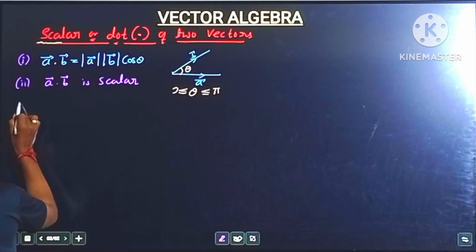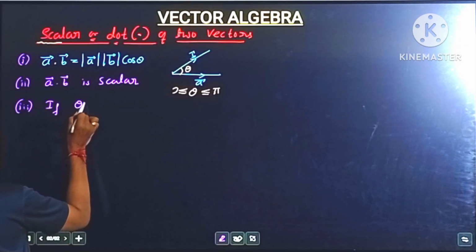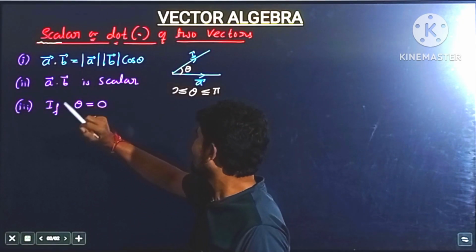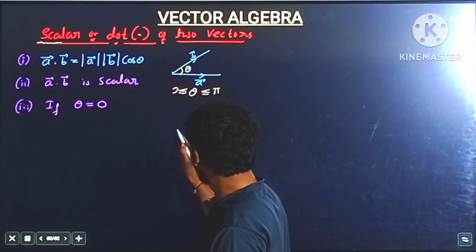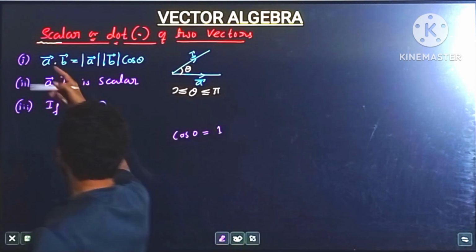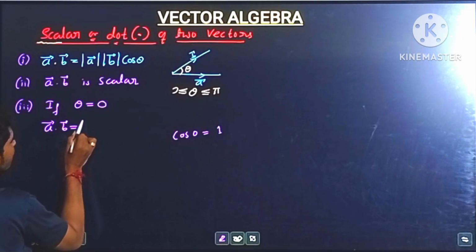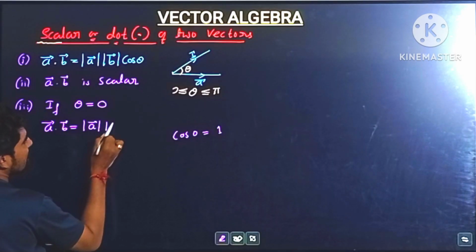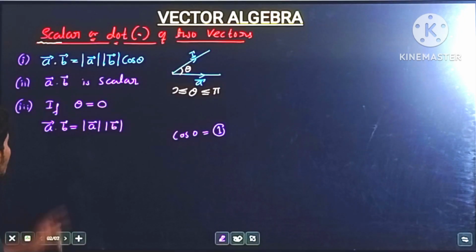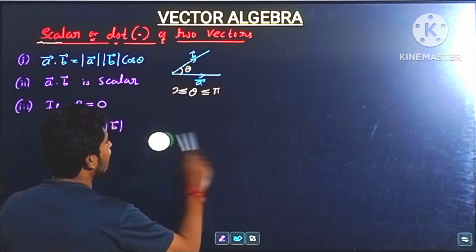and the third point is, if the value of theta is equal to 0, then magnitude of a vector into magnitude of b vector into cos 0, and the value of cos 0 is 1. Therefore, when theta is equal to 0, a vector dot b vector is equal to magnitude of a vector into magnitude of b vector into cos 0, the value of cos 0 is 1.